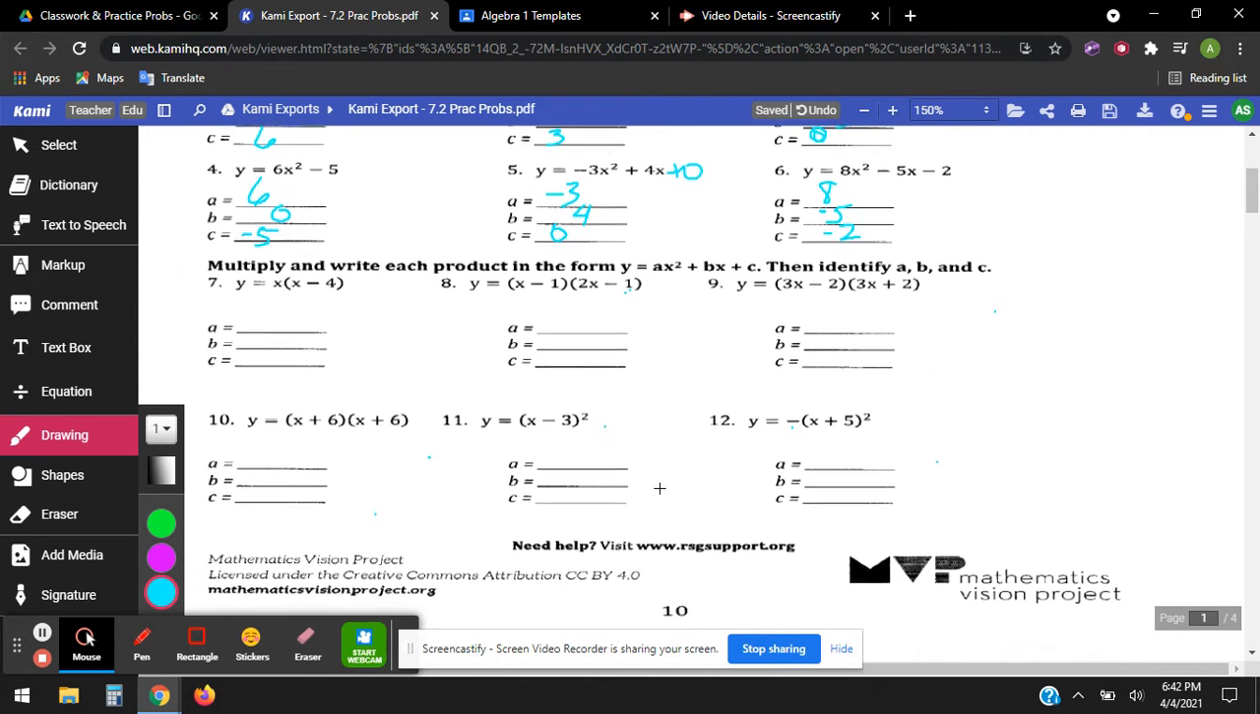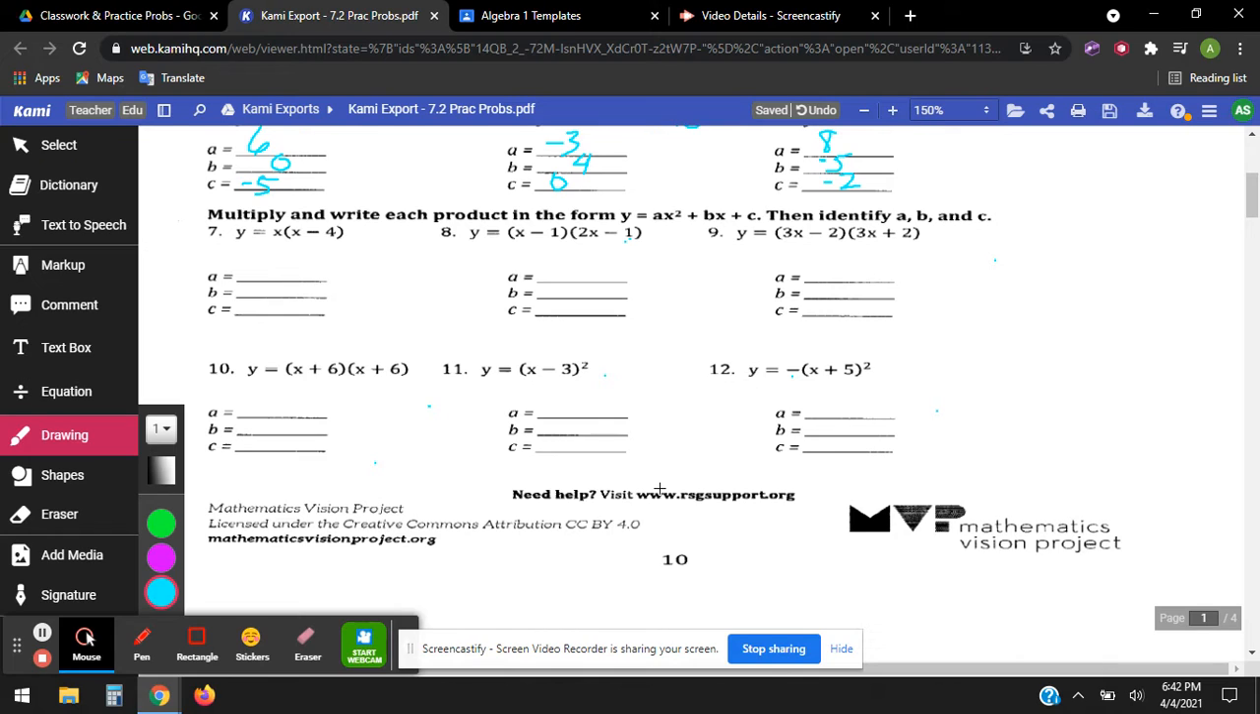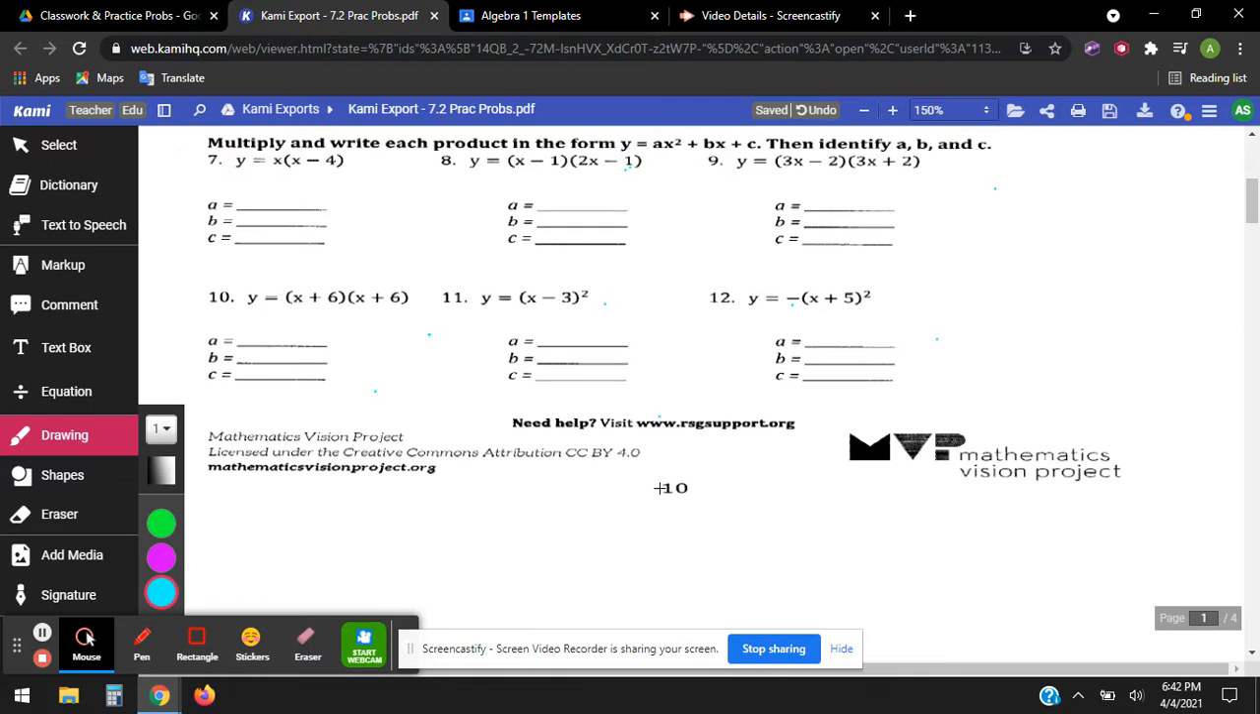Okay, so here we need to multiply first and then identify a, b, and c. So when I do this, I'm going to run out of space really fast. I might actually do some of these a little bit lower. So number 7 down here is going to be x times x squared, and then x times a negative 4 is negative 4x. So that gives me 1 for A and negative 4 for B. And since there's no numbers on the end, that's 0 for C.